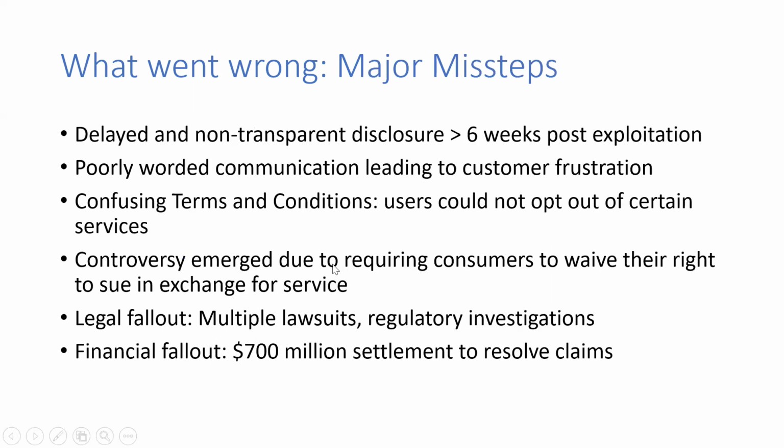Now, the major missteps that led to all of this: there was delayed disclosure and there was non-transparent disclosure. The disclosure happened 6 weeks after exploitation. The communication did not have proper choice of words, leading to customer frustration. There were many confusing terms and conditions. There were certain services that users could not opt out of, which were apparently paid services.